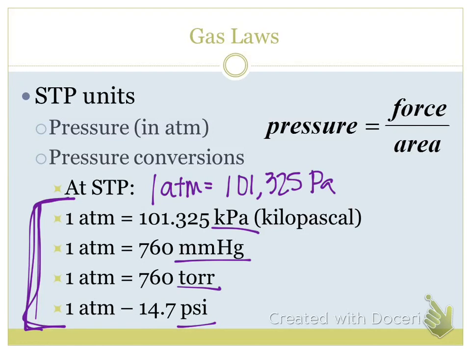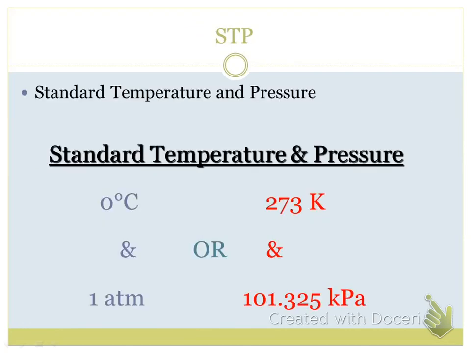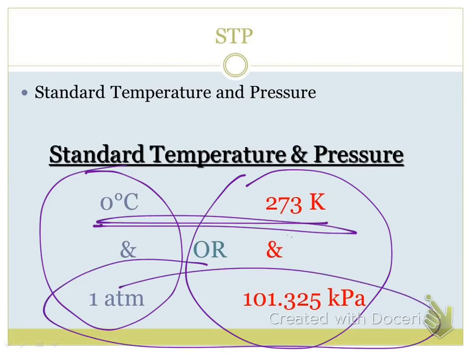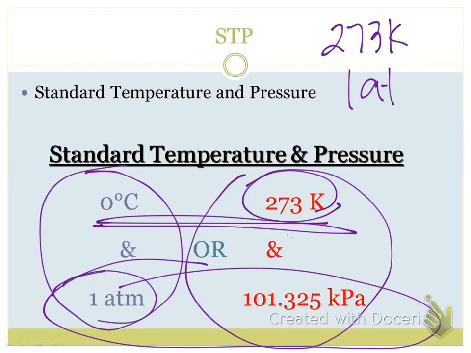Millimeters of mercury, do we see where that comes from? Listen, millimeters of mercury, 0 degrees Celsius and 1 atmosphere. These are the conditions, and they mean the same thing. 0 degrees Celsius and 273 Kelvin are the same temperature. This is the same amount of pressure. Realistically, you're going to want it in Kelvin and atmospheres all the time. So your STP units are really 273 Kelvin and 1 atmosphere.